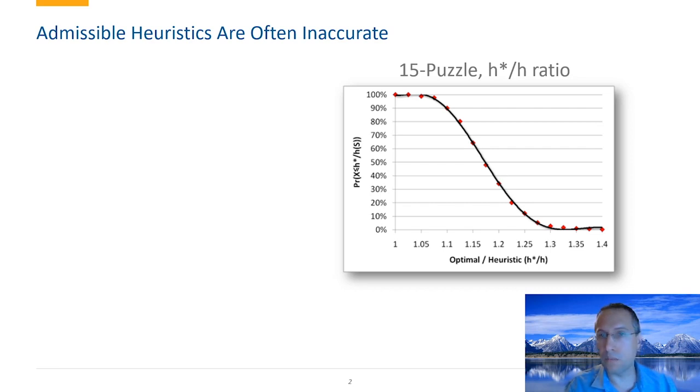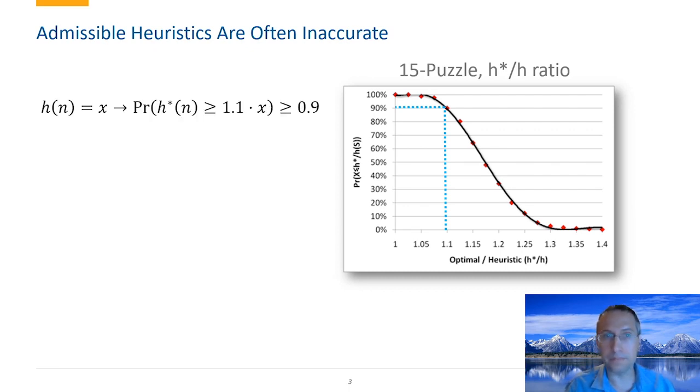The heuristic here was admissible, so h star over h is never smaller than 1. What this plot means, if you look at it closely, is that in 90% of the cases, the heuristic was off by more than 10%. So again, if the h of a node was x, with probability larger than 0.9, the actual cost to the goal was at least 1.1 times x. Again, putting this concretely, if your heuristic value was 46, most likely the real cost was 50.